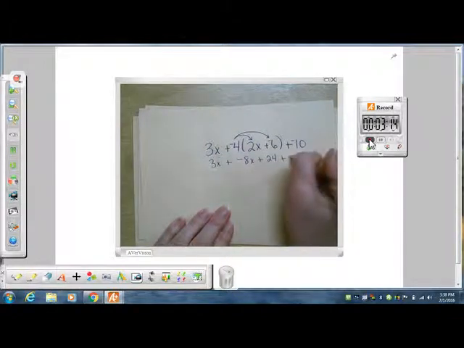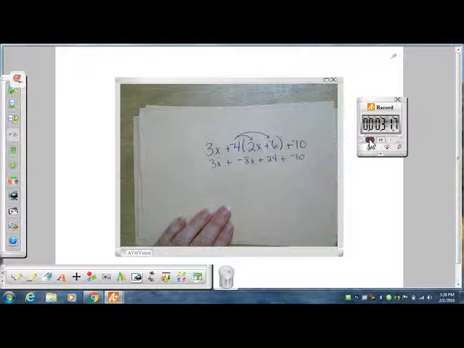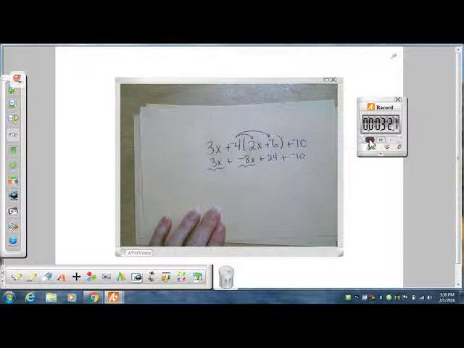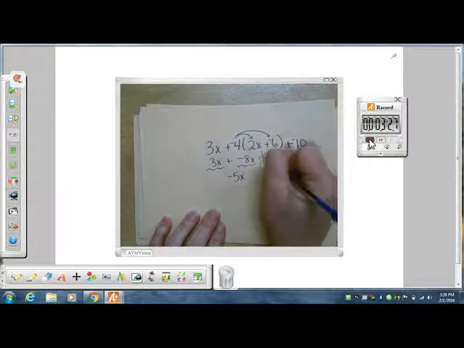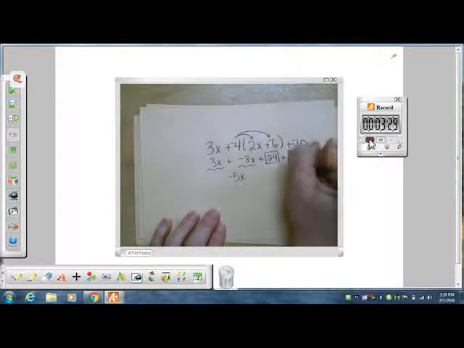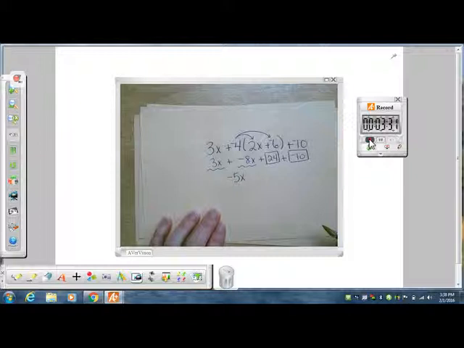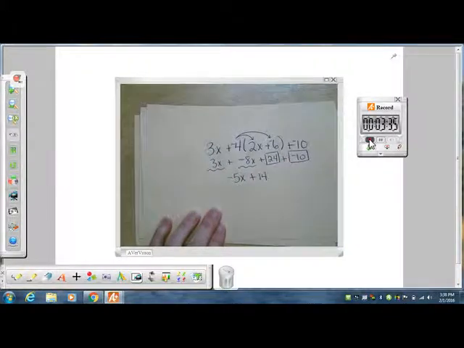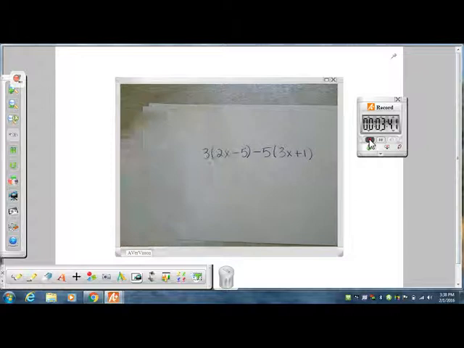But I still have this 3x up here plus that, and I still have plus negative 10. Well, these have x's and these have x's. So positive 3, negative 8 is going to be negative 5x. Then I have a positive 24 and a negative 10. So when I add those together, I get a positive 14. That's all I need to do with that one. It's written in the best form.